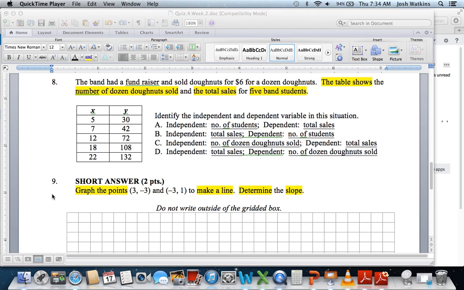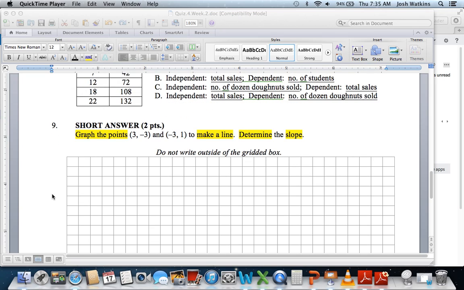So is it A, independent number of students and dependent total sales? B, independent total sales and dependent number of students? C, independent number of dozen donuts sold and dependent total sales? Or D, independent total sales and dependent number of dozen donuts sold? So identify the independent and dependent variable.